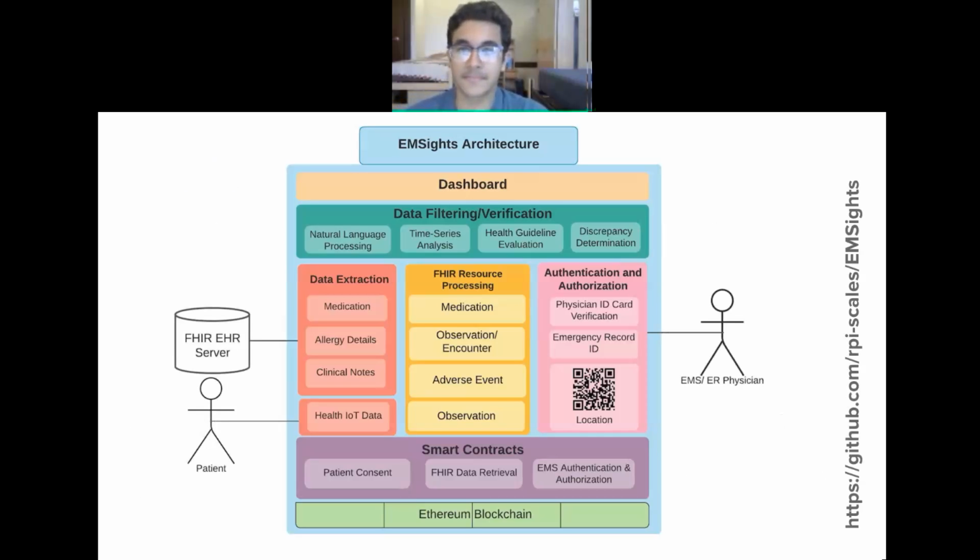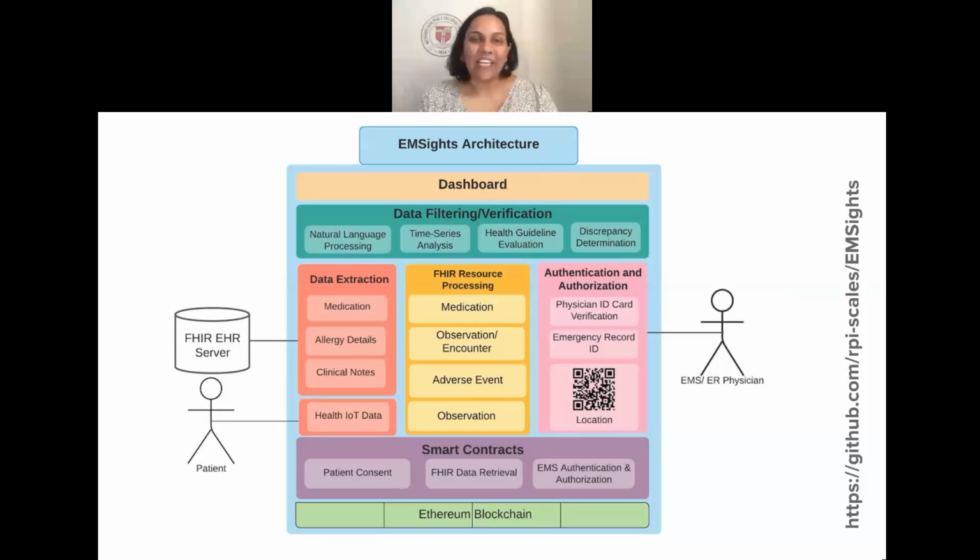All right, so this is the EMSights architecture. A key component of this architecture is the Ethereum blockchain, which is at the lower part of the diagram. And Manan mentioned the patients having to give their consent. So the patient consent is handled through a smart contract. On the other side, we have EMS personnel and ER physicians who also have to authenticate and authorize the request to access the patient records. So that's also handled through a smart contract.